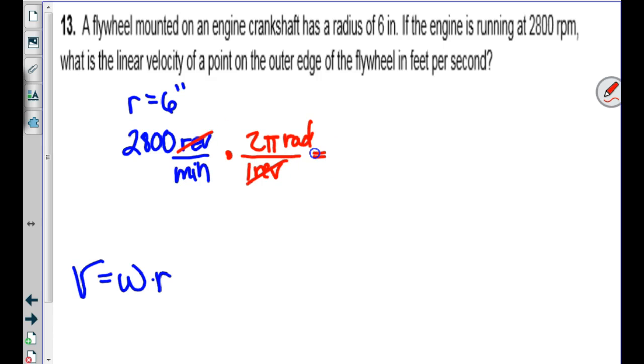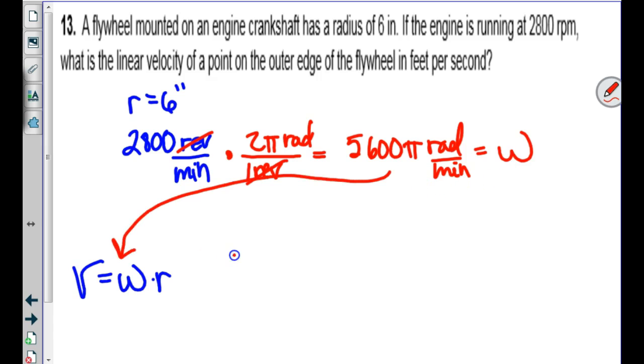Revolutions is gone. I have 5,600 pi radians per minute. And now that's what? Angular. That's your angular velocity, which is going to go in here. And then we're supposed to multiply by what? R, which is 6 inches. Before we stop writing, though, we could calculate this out right now, but is it going to be what they want? What do they want?